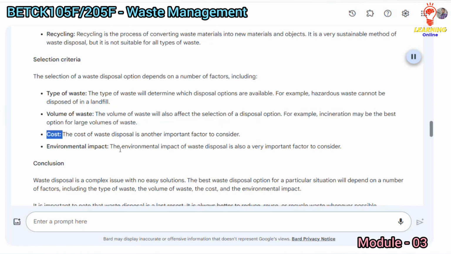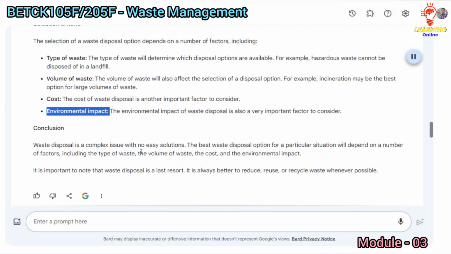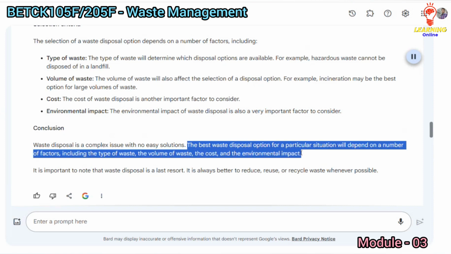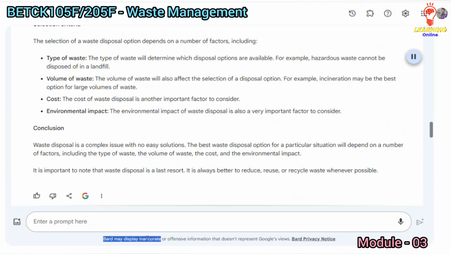Cost. The cost of waste disposal is another important factor to consider. Environmental impact. The environmental impact of waste disposal is also a very important factor to consider. Conclusion. Waste disposal is a complex issue with no easy solutions. The best waste disposal option for a particular situation will depend on a number of factors, including the type of waste, the volume of waste, the cost, and the environmental impact. It is important to note that waste disposal is a last resort. It is always better to reduce, reuse, or recycle waste whenever possible.